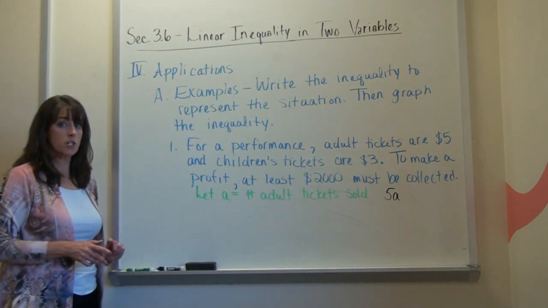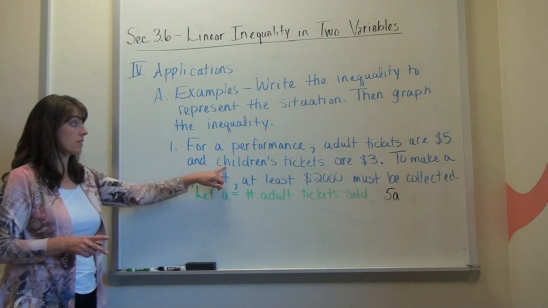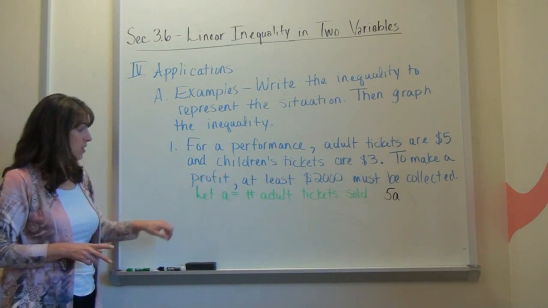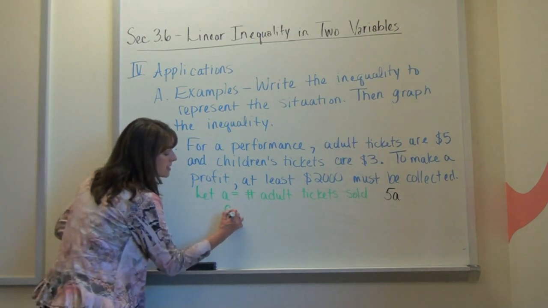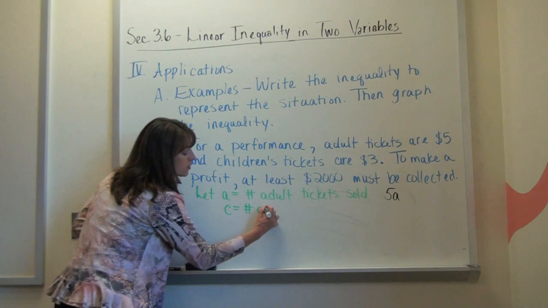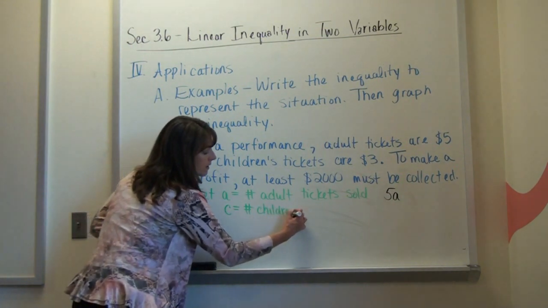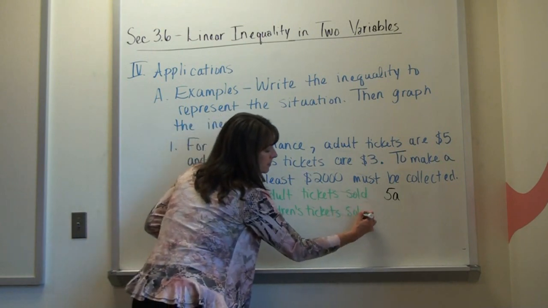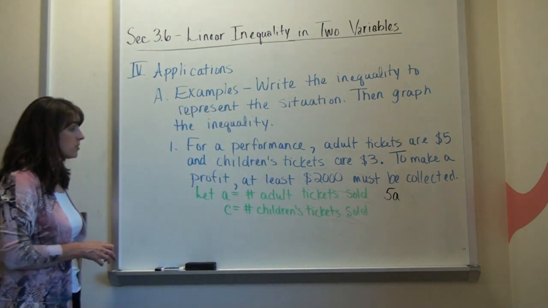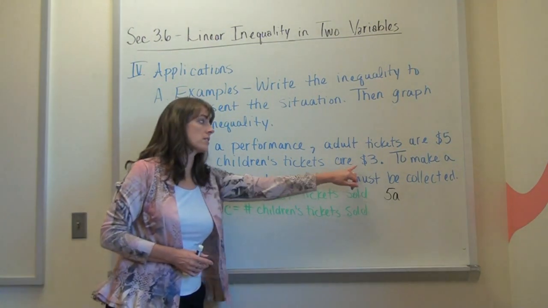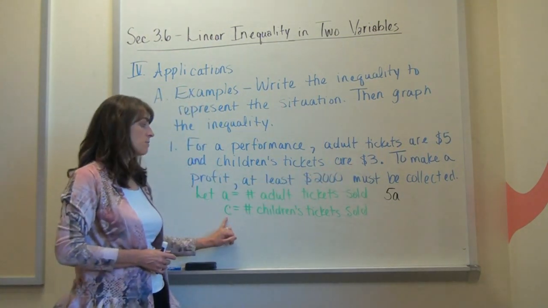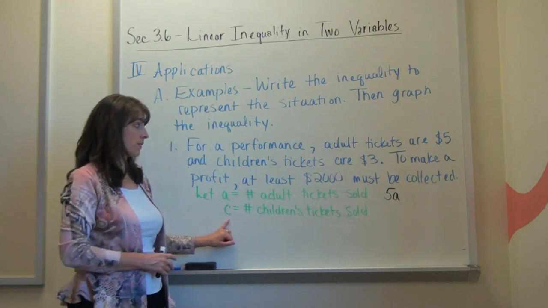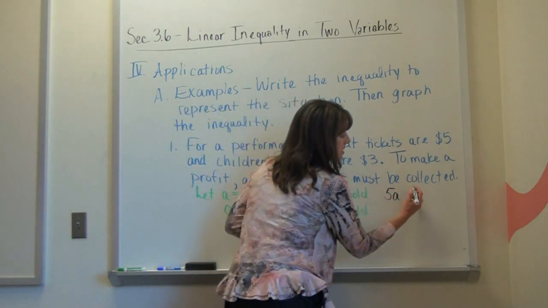Now, there's another situation in here. There's two types of tickets. There's adult tickets and there's children's tickets. Do I know how many children's tickets are being sold? No. So let's get a variable for that. And let's let C equal the number of children's tickets sold. And just like with the adult tickets, now I know that each children's ticket is selling for $3. If I'm selling this many children's tickets at $3 each, how would I represent all the money that I'm collecting off of children's tickets? That would be 3C.